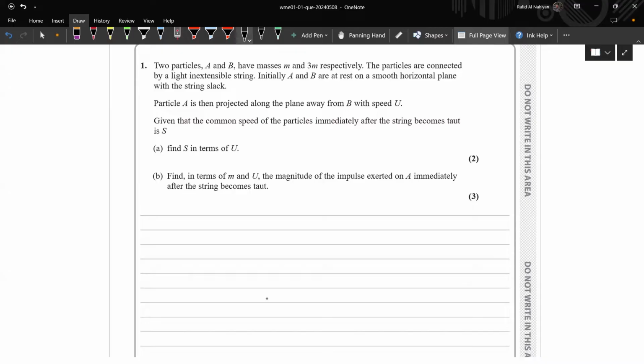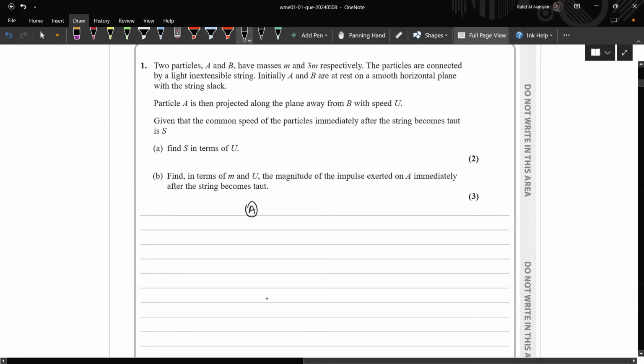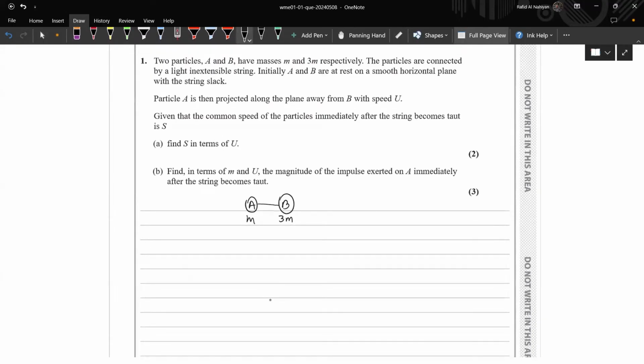Okay, so if I just see what I have here, I've got a particle A and a particle B, and they're connected by a light string, okay? And now they have masses m and 3m. I always like to sketch this out whenever there's a question like this. So we have the initial speed u, particle A is projected, the initial speed u of A, so it's projected along the plane away from B.